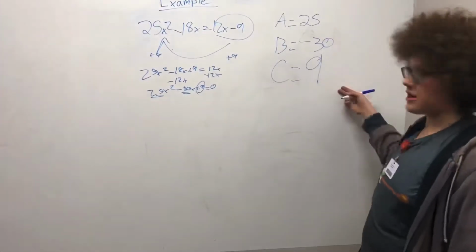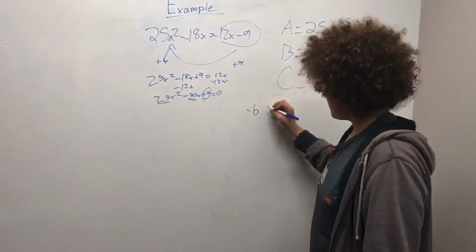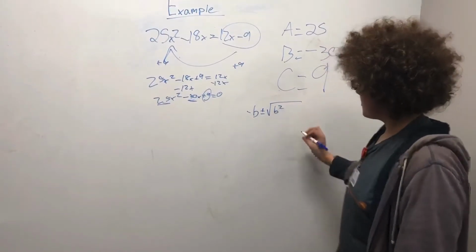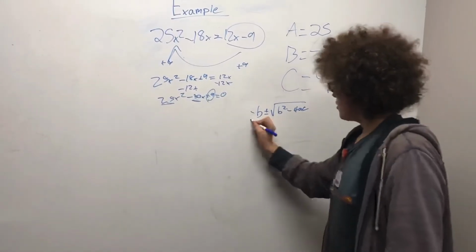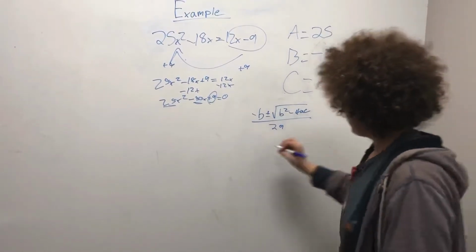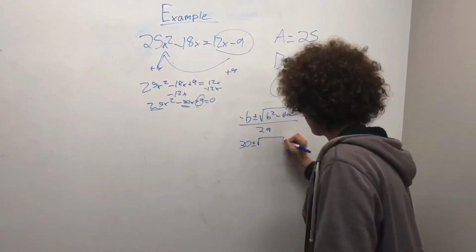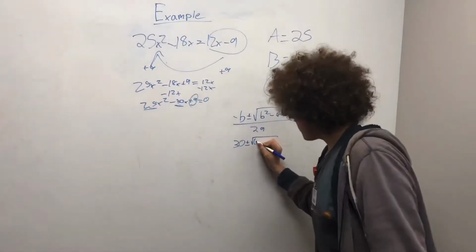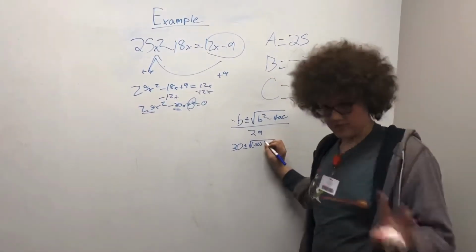All right, now that we have our values, we need to plug them into the quadratic formula, which is the opposite of b plus or minus the square root of b squared minus 4 times a times c, over 2a. Plugging in these numbers will give us 30 plus or minus the square root of, be sure you put them in parentheses, otherwise it's going to mess up in your calculator. Parentheses, negative 30, close parentheses, that's important.